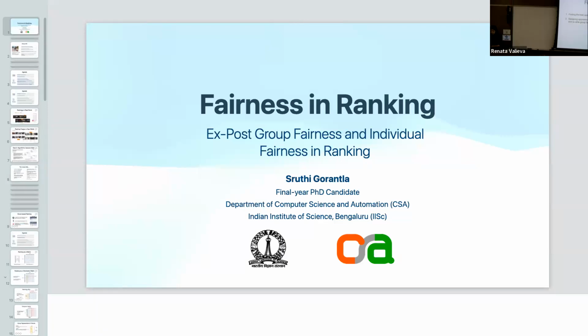So future directions are to maybe find better approximation algorithms. And throughout the talk, I looked at ex post fairness, but this may be very strict for some applications. So maybe it is nice to think about something in between ex post and ex ante group fairness.